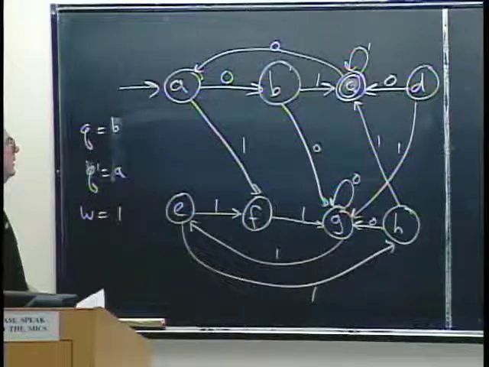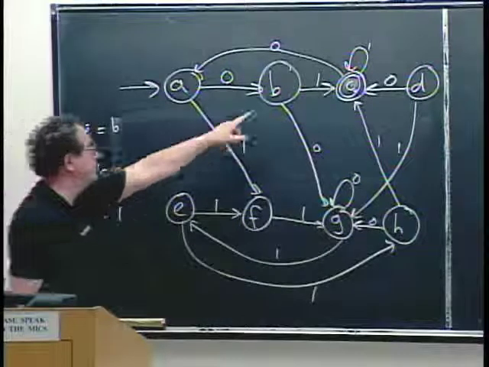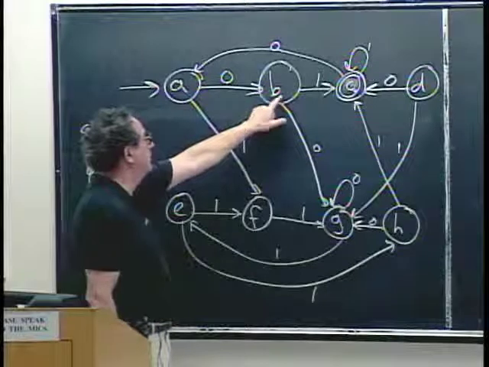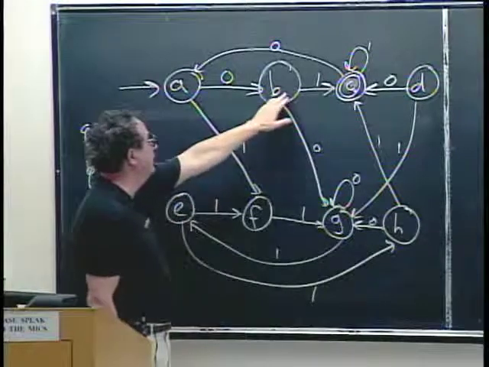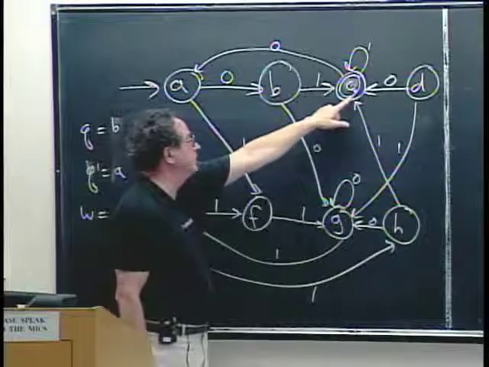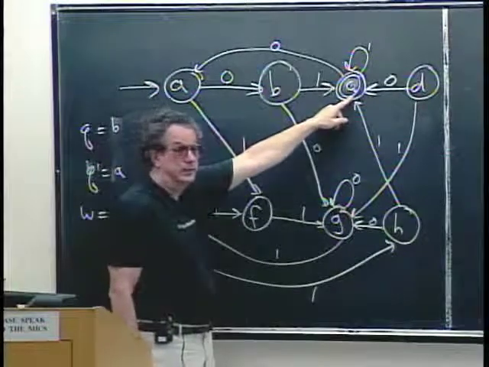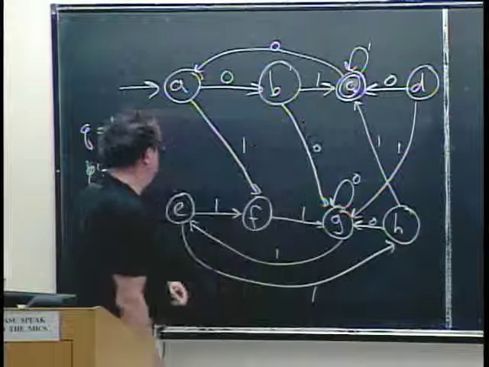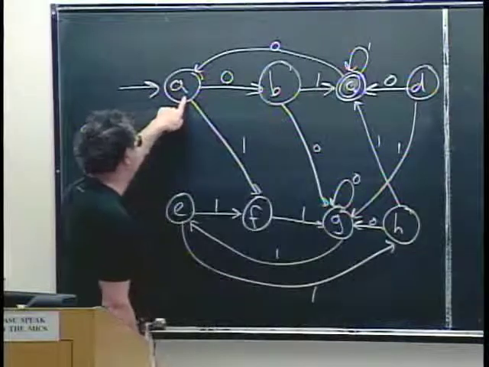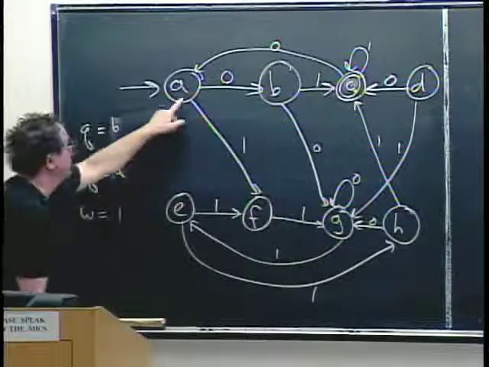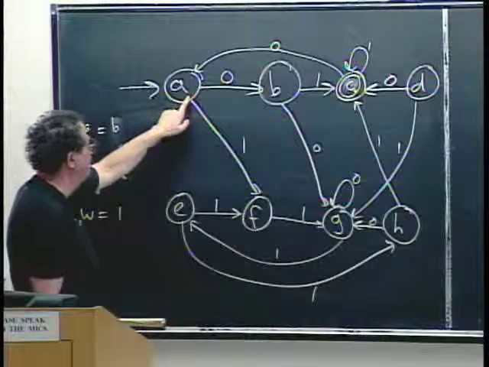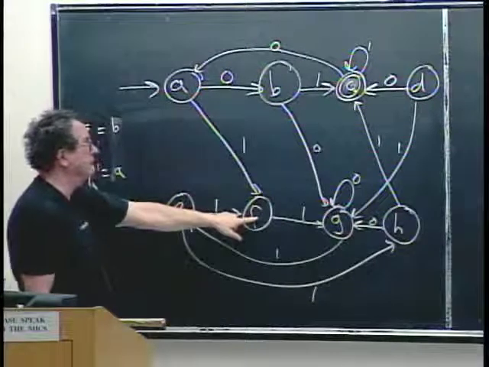Now, what we see is if we start in B and we do the computation based on W, which in this case is just the string 1, then it goes over to state C, which is a final state. But if you start in A and do a computation based on string W, which is just 1, then you go to F, which is not a final state.